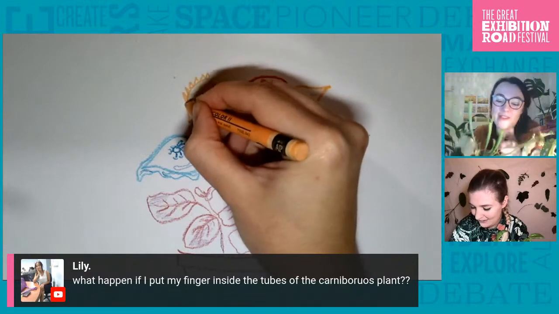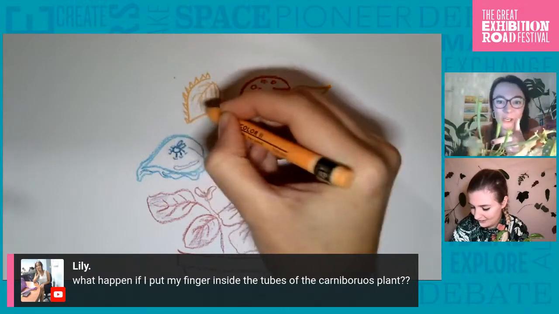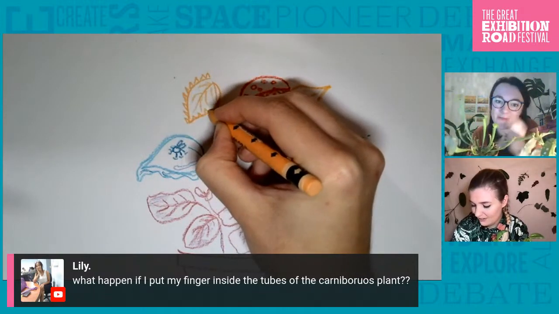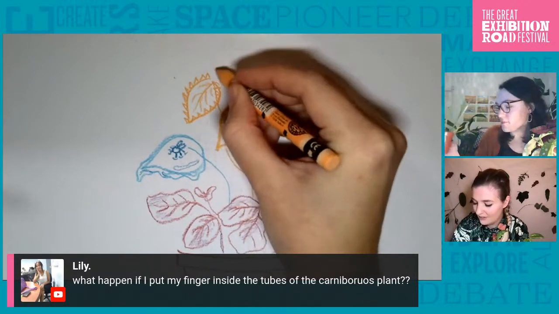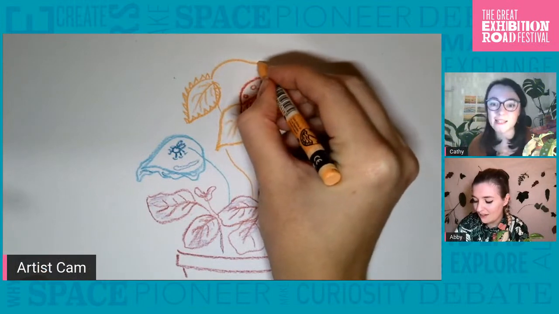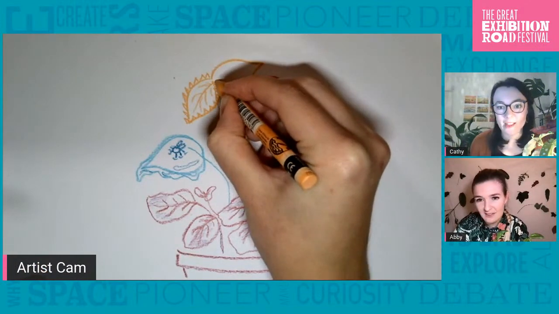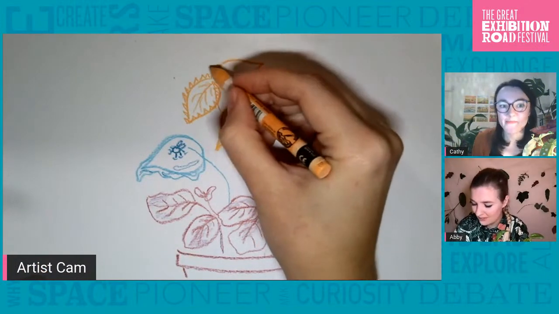basically not much would happen, but there is some kind of liquidy goo at the bottom, but where it gets really thin at the bottom, you can maybe get to that. But these plants are eating teeny tiny little flies. I think we have some more images.